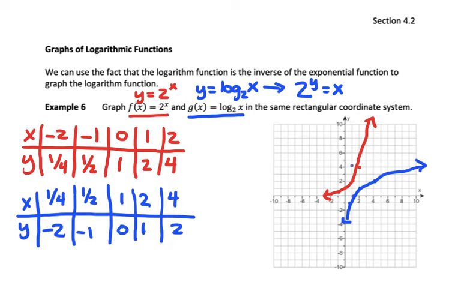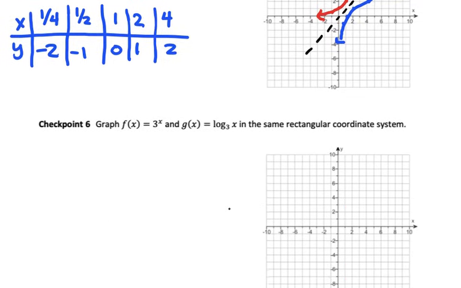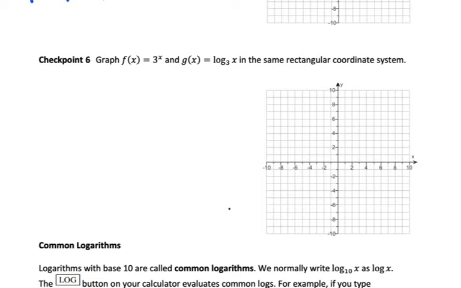So remember that when we have functions that are inverses, they are reflections over the line y equals x. And if I draw in the line y equals x here, I can easily see that the red and blue graphs are reflections over that dotted line. So next you should look at checkpoint problem number 6. Do this in your notes, check your answer, and then move on with the video.